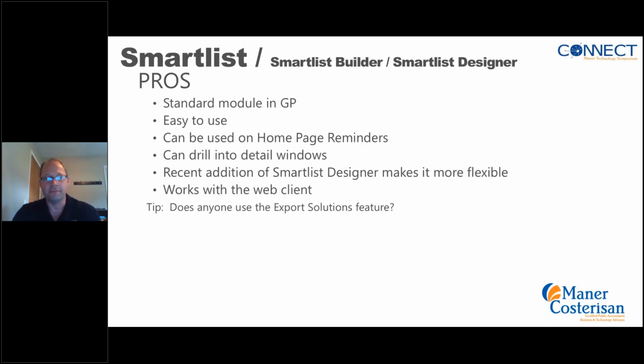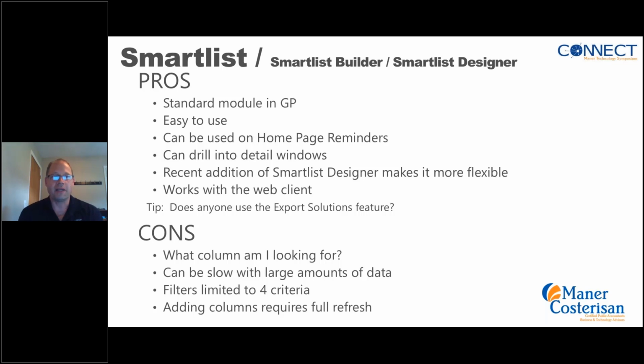So some of the cons of Smart List are not knowing what data you're looking for. There are always a lot of columns when you go to search and add columns of data. There's a ton of columns in there, and some of them have very similar names, so there's a lot of hunting and pecking that goes on in there.